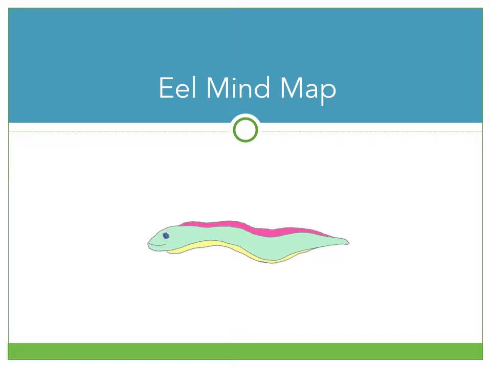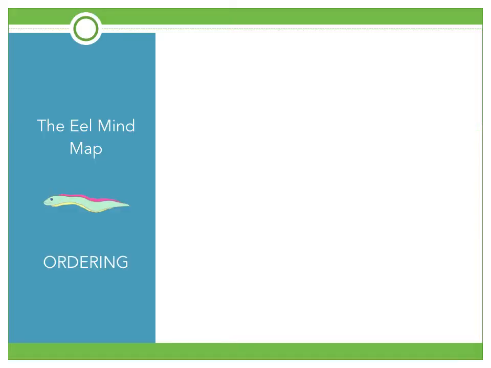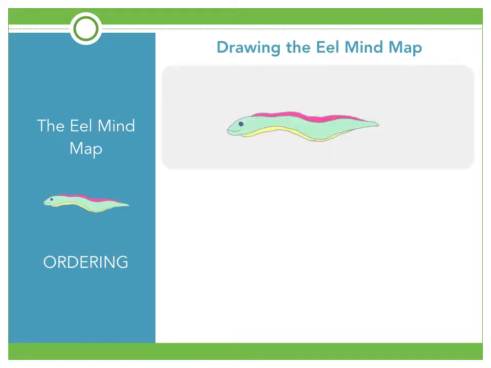The next mind map we're going to look at is the Eel Mind Map. And this is the last mind map in our Part 1 series. And as we have progressed through the series of mind maps, you will notice, and it has been pointed out, that each mind map progresses and really pushes learners to think at a higher cognitive level. And the Eel Mind Map is centered around ordering, so helping learners to take information and put it in orders or sequencing. Let's look at how this would look.